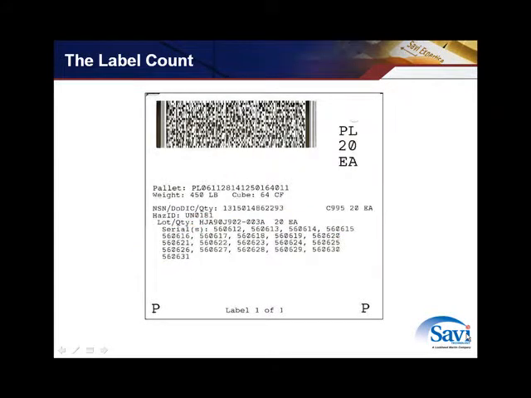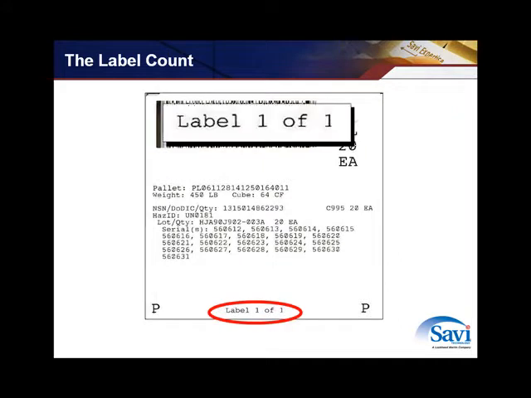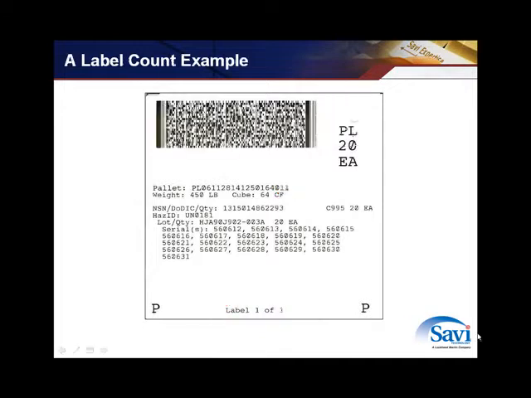Next, I want to talk about the label count field. The label count field tells me how many labels are needed to hold the pallet or package information. It also tells me which label this is in that series. The label count is also contained as part of the barcode serial number. The label count can perhaps best be illustrated by an example.